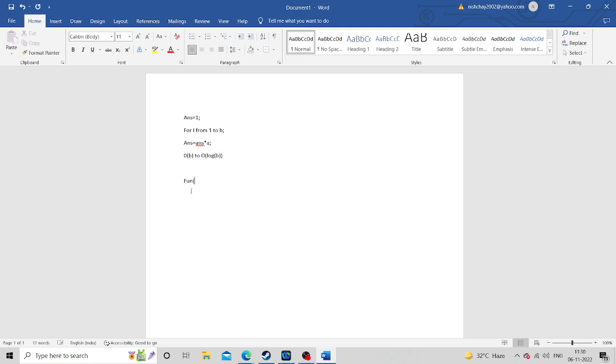So I have a function. It will take a and b as arguments, and then I'll recursively call it. I'll take a value and call a comma b by 2. B by 2 itself means ceil of b by 2, right?